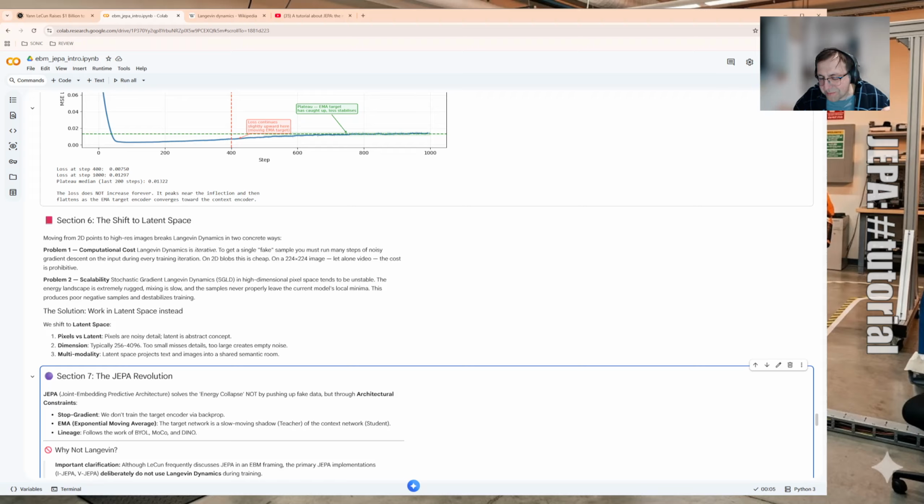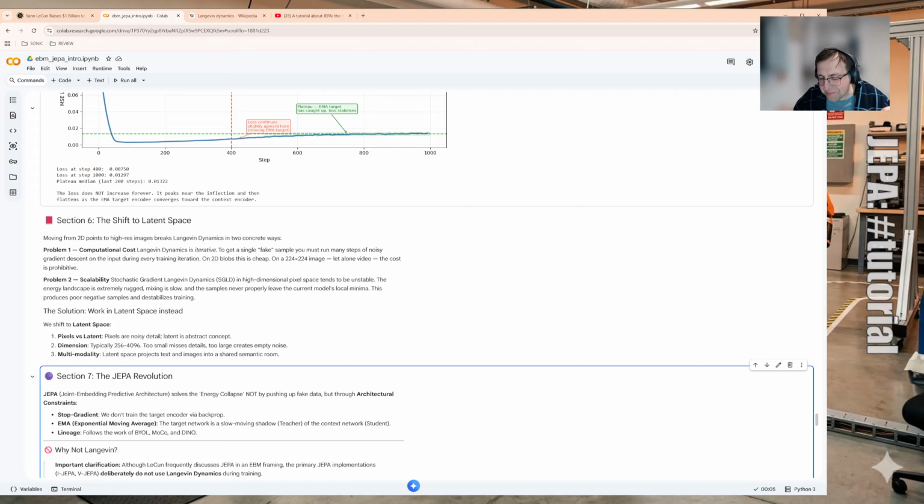And then the third point is the L2, the distance function in latent space. There is no energy traversal, there is no Markov chain, it's just gradient descent on the predictor weights.